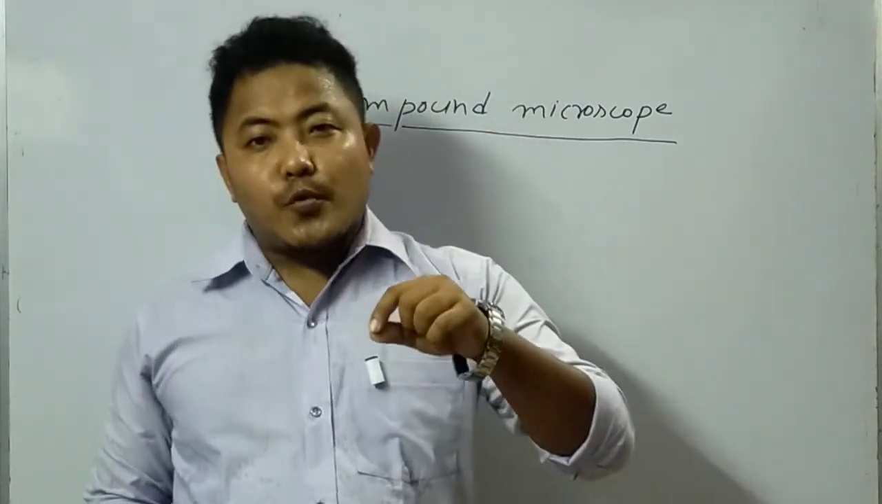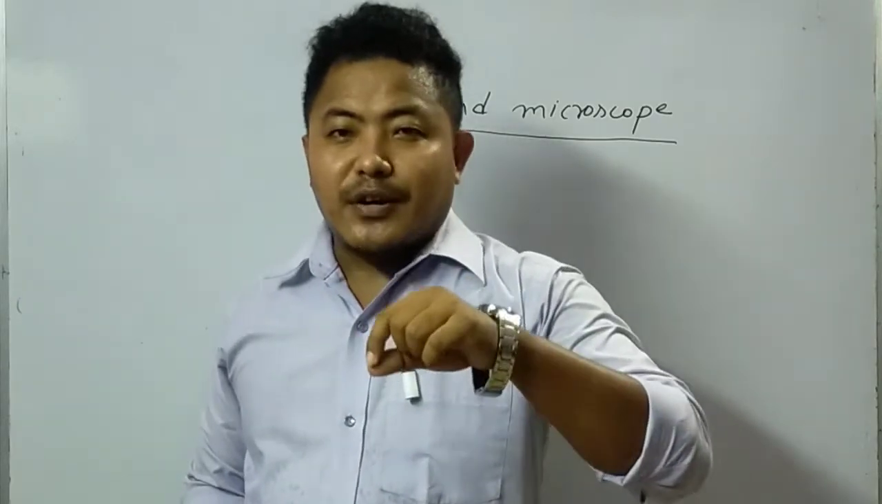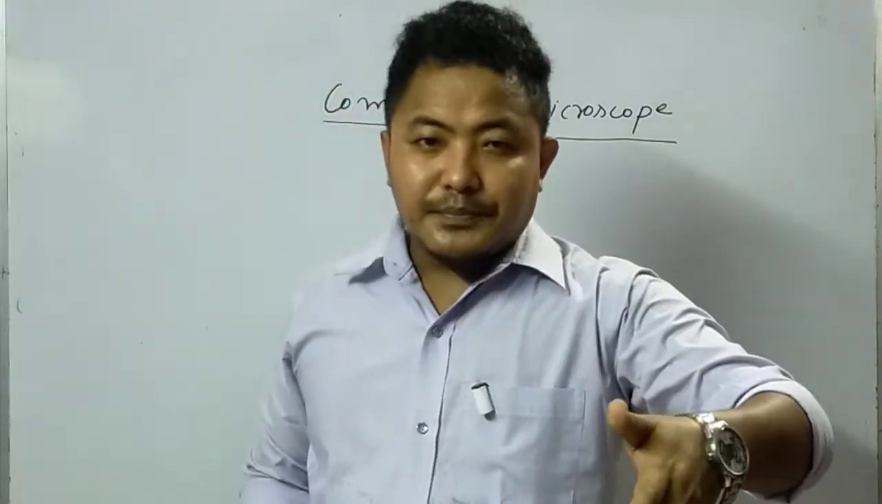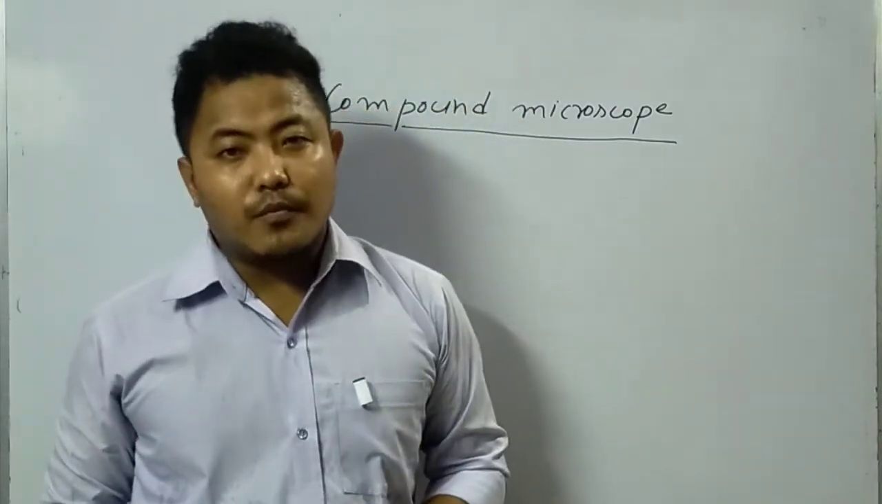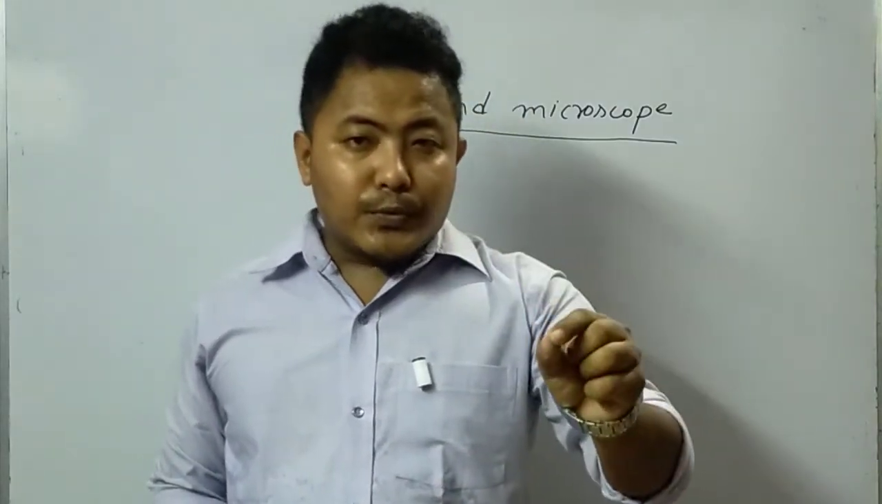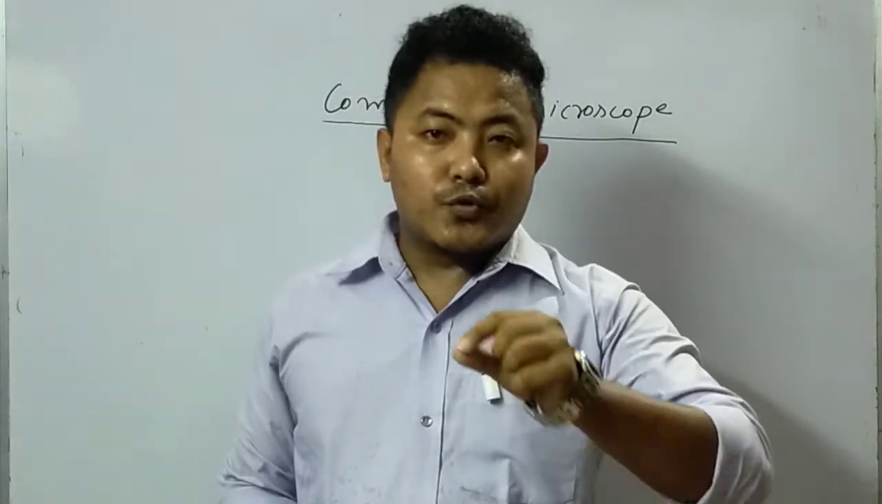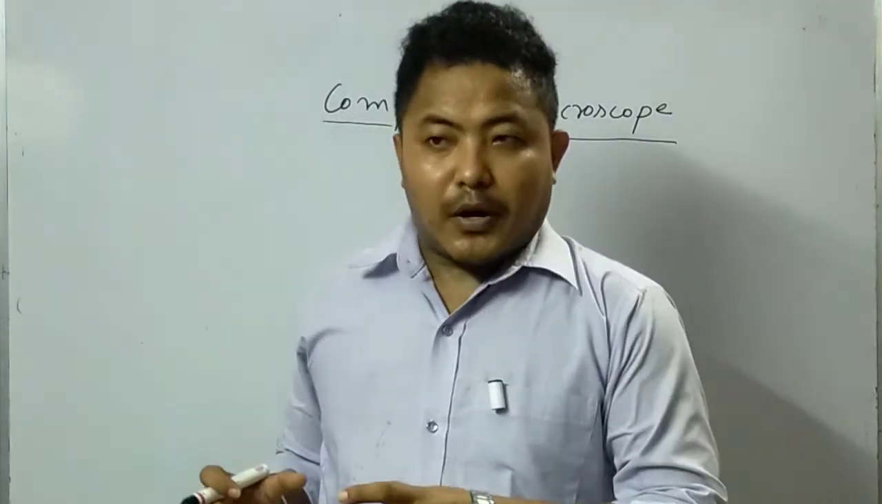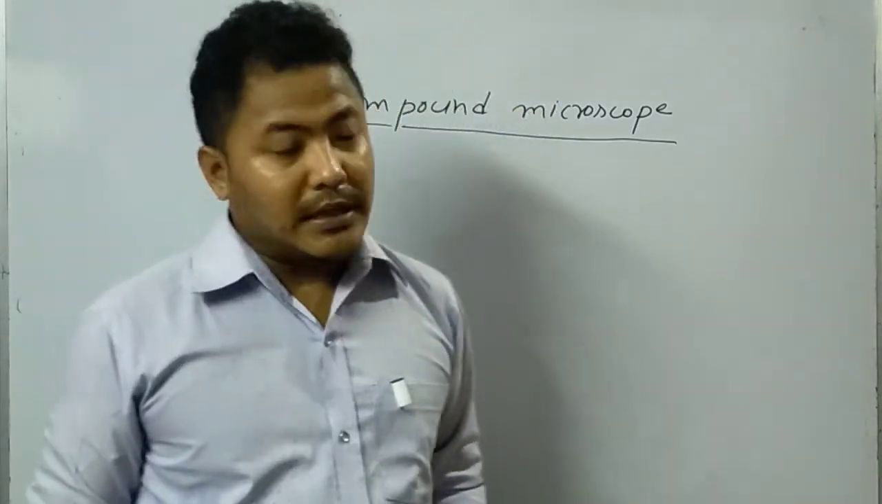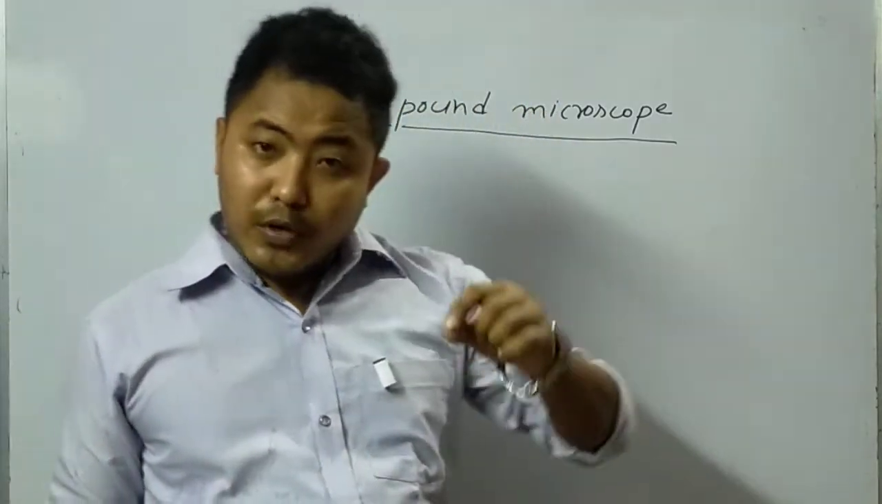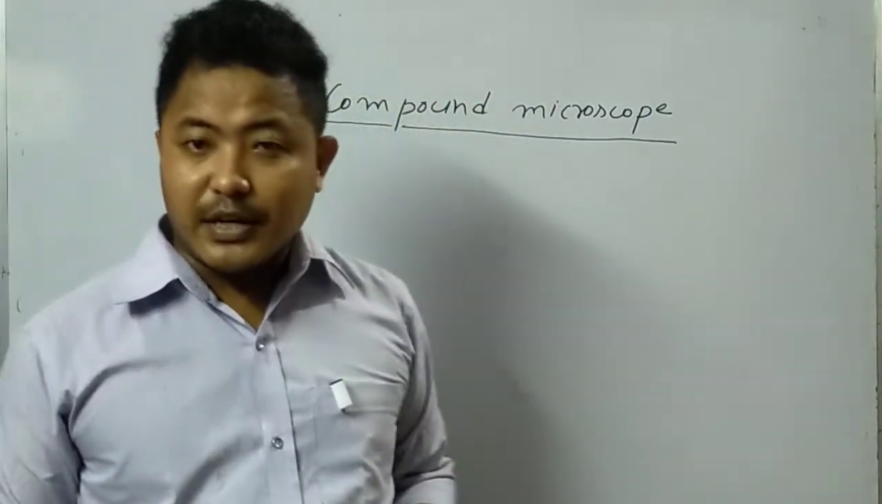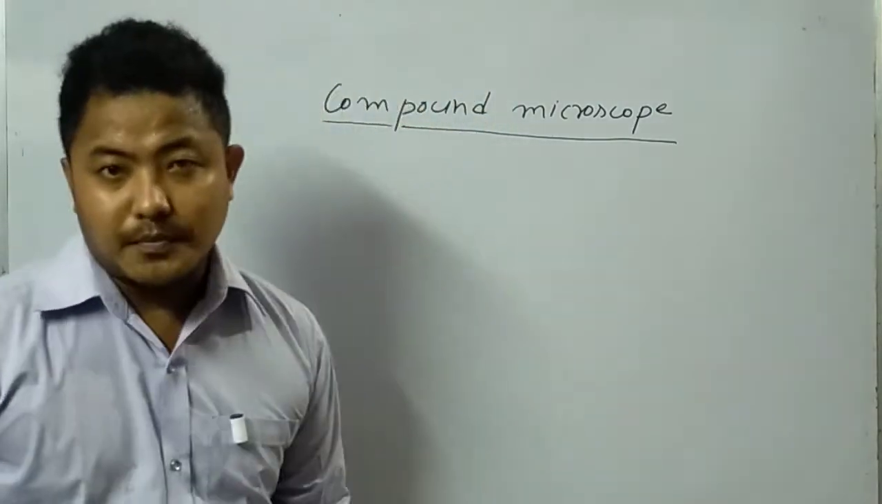That means those objects which cannot be identified with the help of a simple microscope, we will use a compound microscope to identify those small objects. That means the compound microscope is more powerful. That's why two lenses are fitted in a compound microscope. Let us see the ray diagram of the compound microscope.